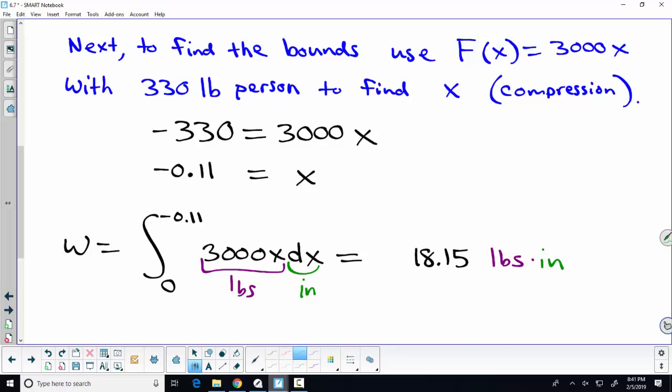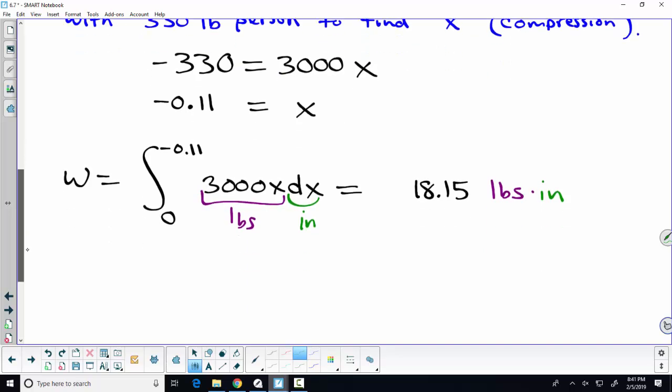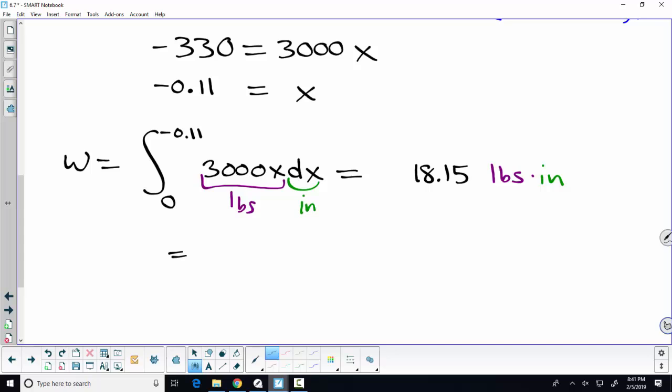That's the real thing, isn't it? Yeah. I think the work has to be a positive, but that negative 0.11, is that negative just? Say that again? Yeah. So when we integrate this is 1500 x squared from 0 to negative. Force.